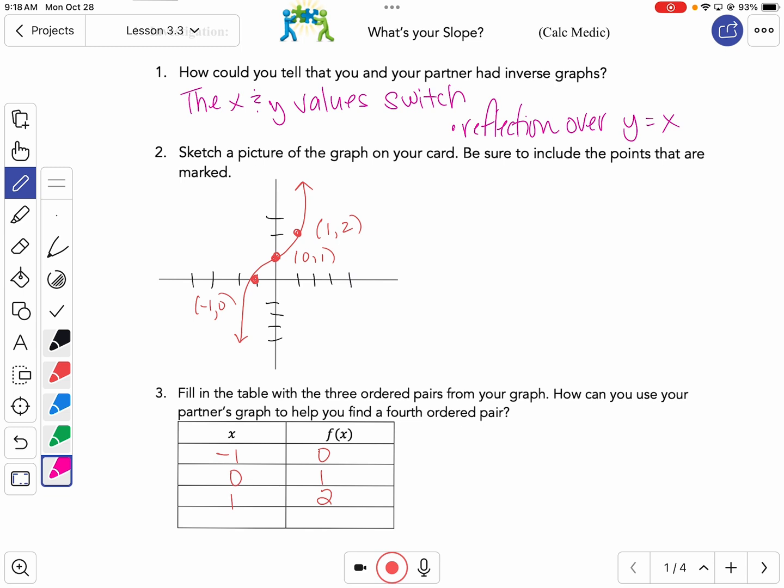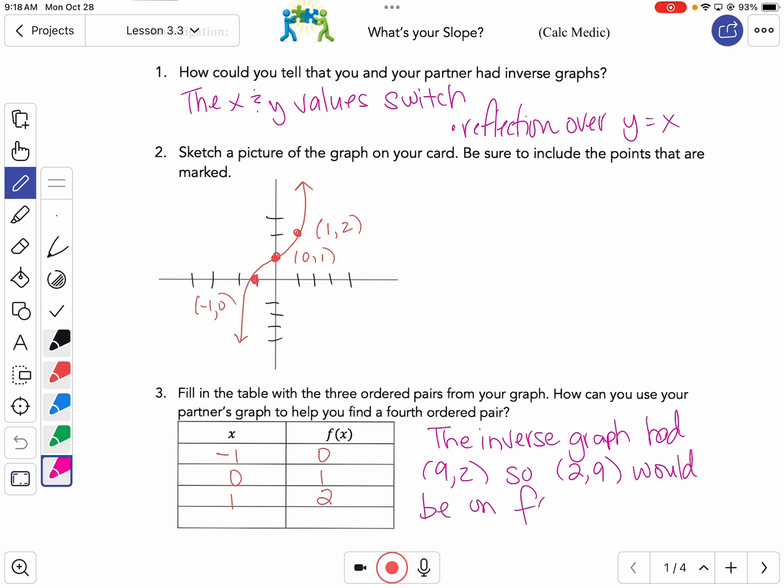So I chose this graph. It's a cubic that has these points. And I filled in my 3 ordered pairs. Now, how could we get that additional ordered pair off of the matching graph? Okay, so I go to the inverse graph, and mine had the point 9,2. So what point would be on my function? So 2,9 would be on the function. This is all still just the definition of an inverse. No calculus right there.